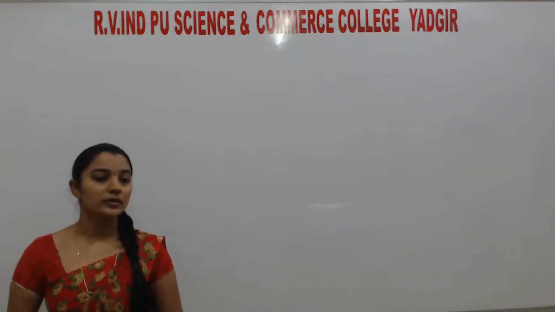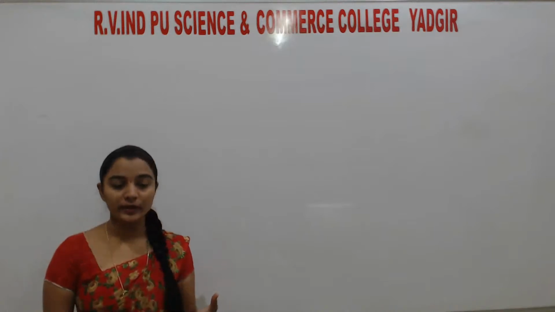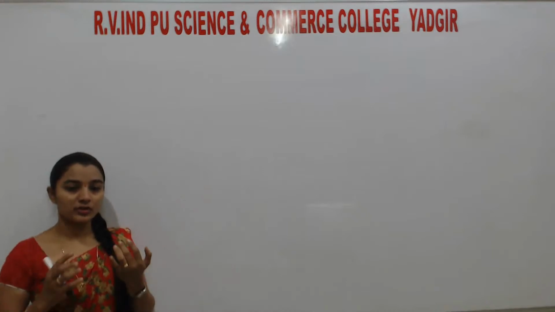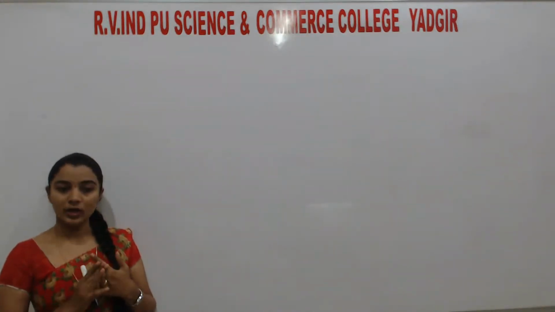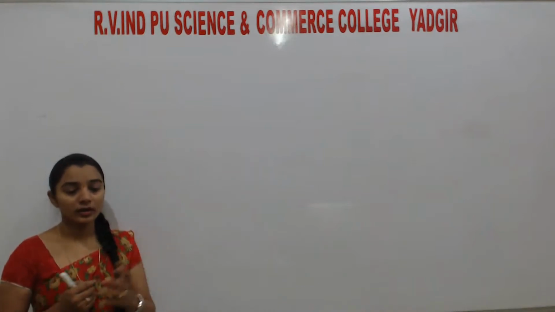So good morning students. In the last class we studied how the hybrid orbitals form. In that we studied types of hybridization: sp hybridization, sp2 hybridization, sp3 hybridization. What is meant by sp, sp2, sp3? Why are they called so?